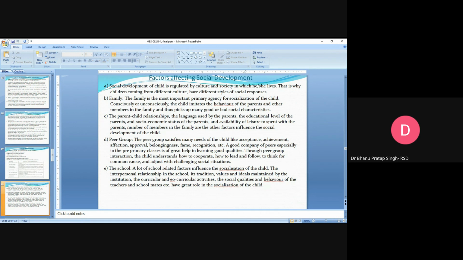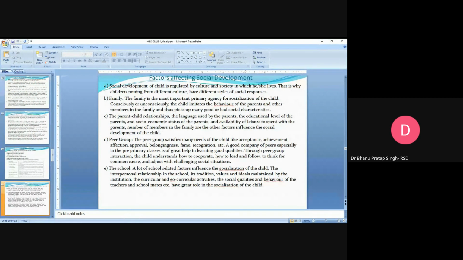Peer group: the peer group satisfies many needs of the child like acceptance, achievement, affection, approval, belongingness, fame, recognition, etc. A good company of peers, especially in the pre-primary classes, is of great help in learning good qualities. Through peer group interaction, the child understands how to cooperate, how to lead, how to follow, how to think for common causes, and how to adjust with changing social situations. So this is the impact of the peer group.